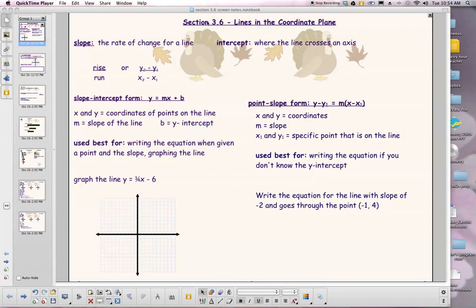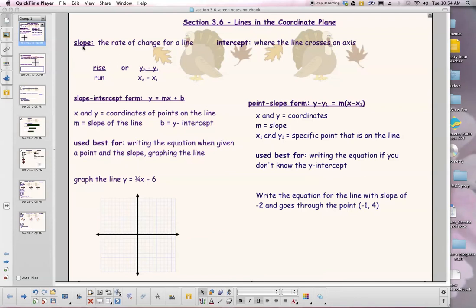Okay, this lesson is on section 3.6, equations for lines in the coordinate plane. This is going to lead us into equations for lines, specifically parallel and perpendicular. Quick review for the equations of lines that you have learned in previous classes.